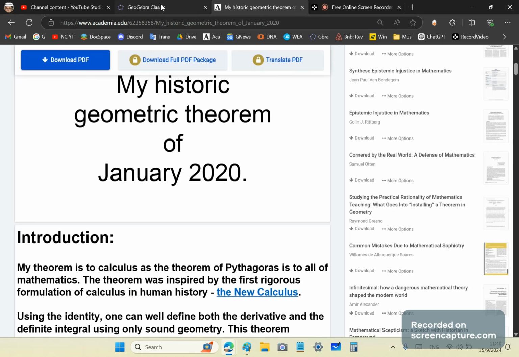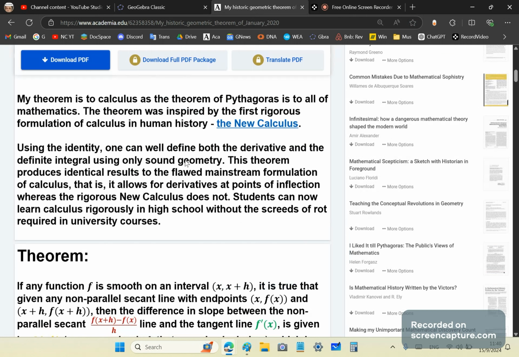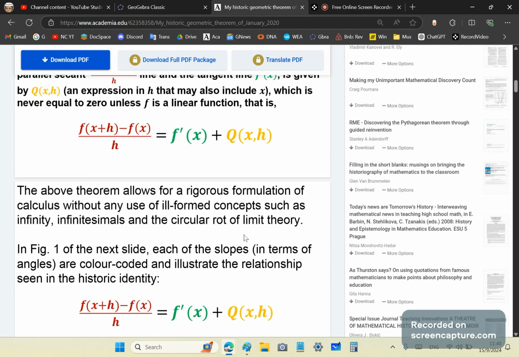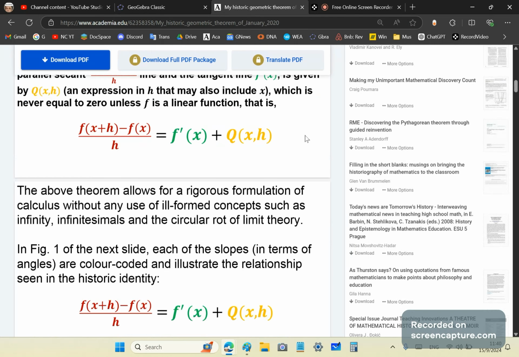Now, if you want to learn more about my historic geometric theorem, you'll come to this article here and you'll study it. It's not going to be doable in just a few hours. You're going to have to think about it. There's a lot to this, okay? So as you can see, the identity doesn't have anything about limits in it. Okay, there's no garbage about limits. That's just drivel that's been formulated by my intellectual inferiors of the past 400 years.